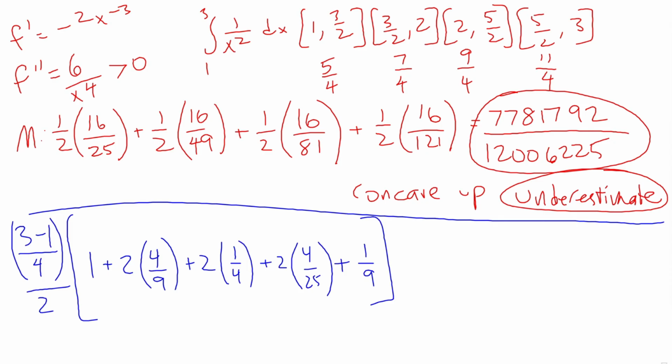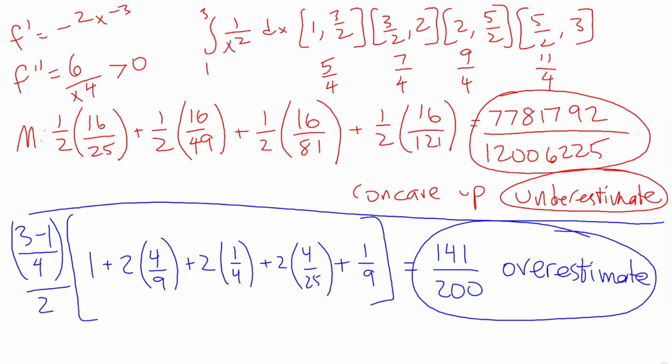And then multiplied by this ends up being 1/4 out in the front. Again, I'm not going to go through all the arithmetic on that. It becomes 141 over 200. And because the function is concave up, the trapezoids will be an overestimate this time. And that's it for the right, left, midpoint, and trapezoidal approximations. So we'll move on to the next problem type.